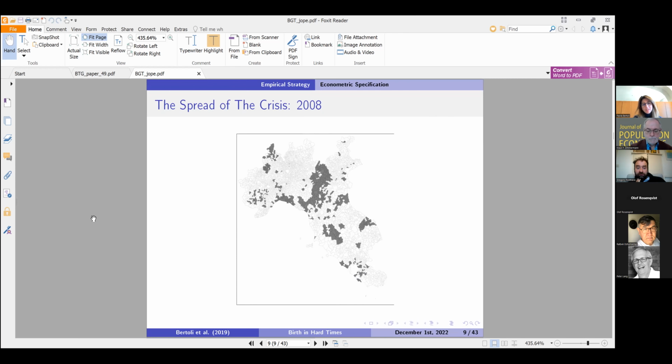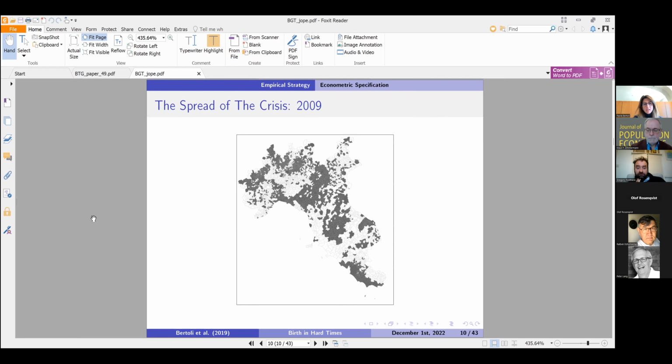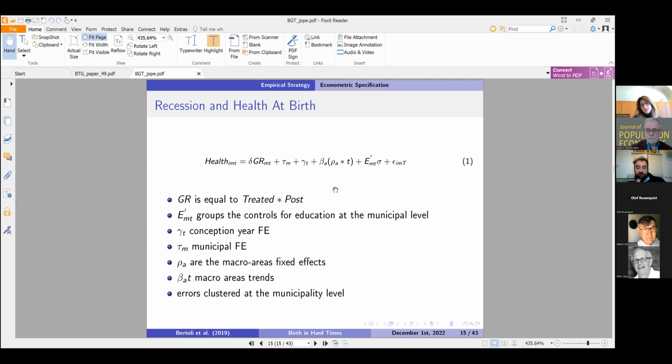So this would be 2008, 9, 10, 11, 12, 13. So that's how it kind of developed, and it makes sense also with a previous paper that analyzed exactly the spread of the crisis. Coming to the formalization of the model, it's pretty standard and simple.